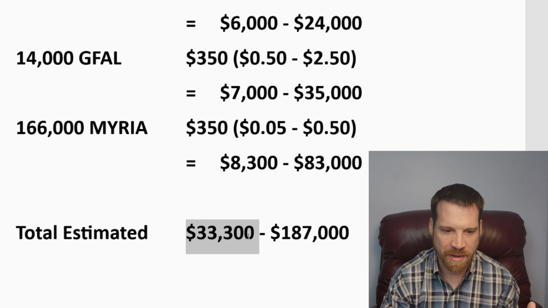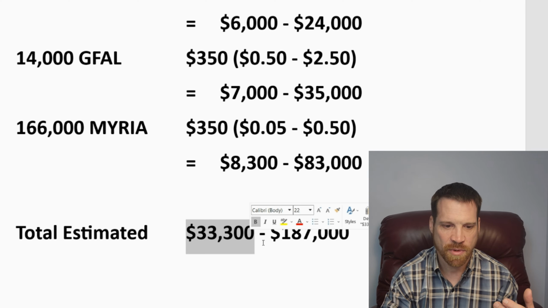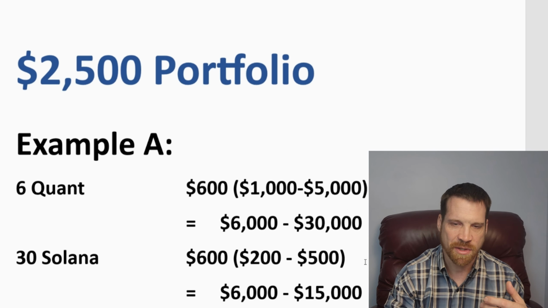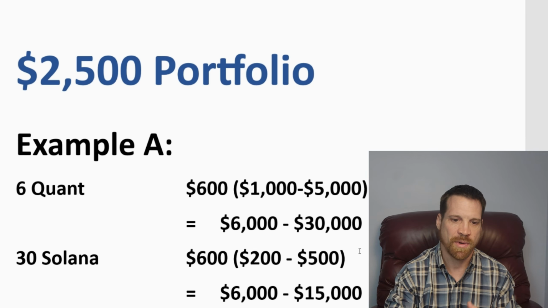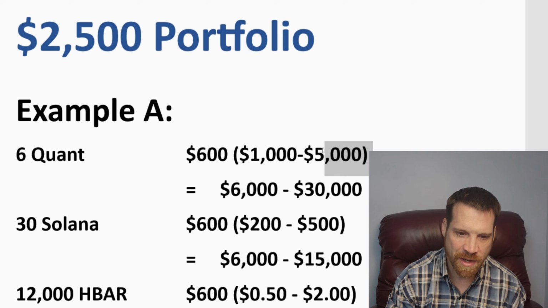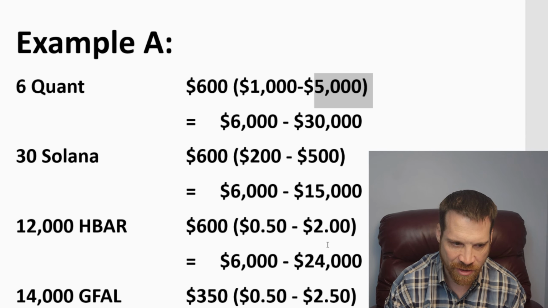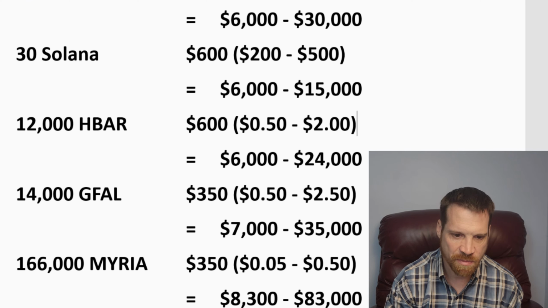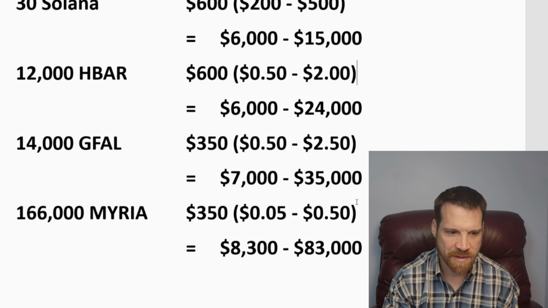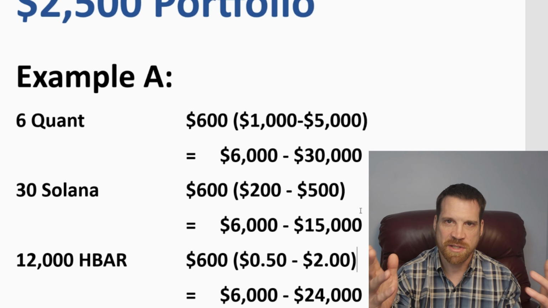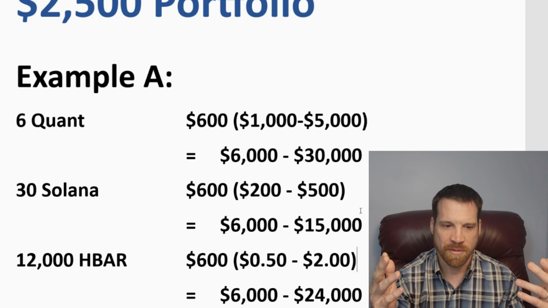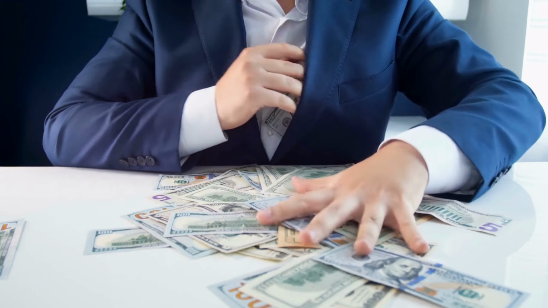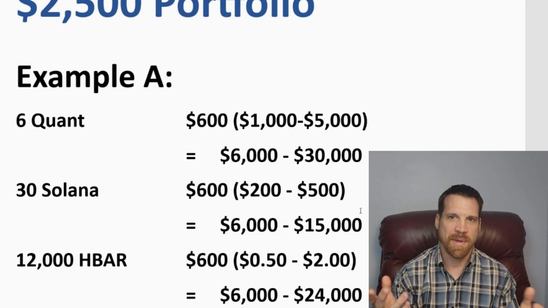I think the number on the left is realistic for this portfolio, and I think you're going to get somewhere in between because you're going to be smart. You're not going to be stupid and wait for these numbers on the right. You're not going to wait for a $5,000 Quant and a $500 Solana, a $20 or $2 HBAR, and a 50-cent Miria. You guys are going to be smart and listen to me and take profits out on the way up, hopefully, and not wait for any magic dollar amount that may not happen.